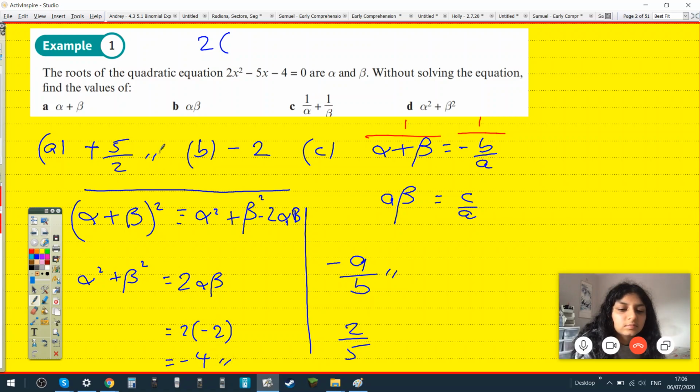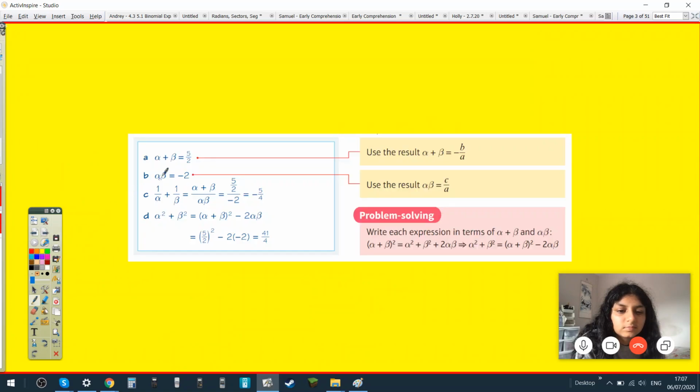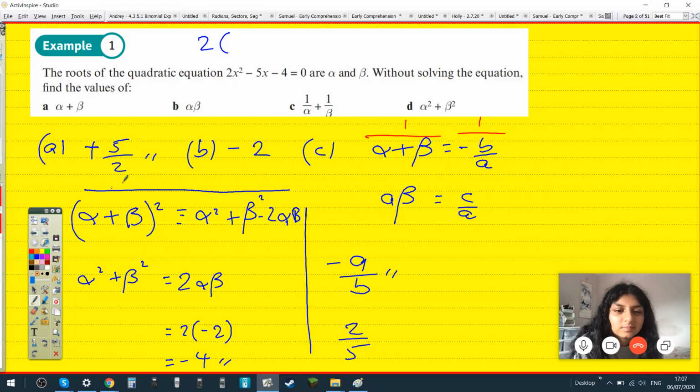Hopefully that's it. 5 over 2 minus 2, 2 over 5 minus 4, 5 over 2 minus 2. Minus 5 over 4. What the? Huh? Okay, that was wrong. Alpha squared plus beta squared. They wanted alpha squared plus beta squared.